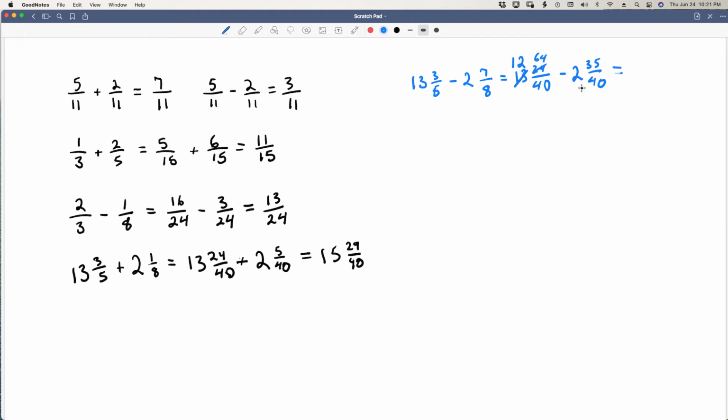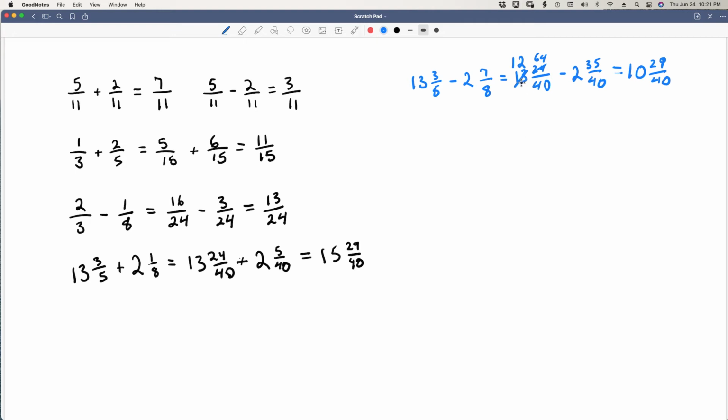And we would end up with 12 minus 2 would be 10. 64 minus 35 would be 29 over 40. Okay? The other way is to break these into separate parts.